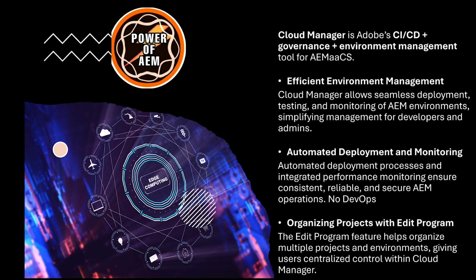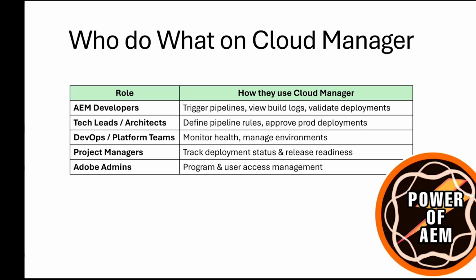In the edit program, you can manage your overall projects and environments, and also you can take a decision on how things will be available for you. So we will have a quick session on how you can do the edit program. But we also need to understand who can do what on Cloud Manager, as we have multiple different team members who have to do different activities on Cloud Manager. So how can we segregate all those activities and the permissions for their regular operations?